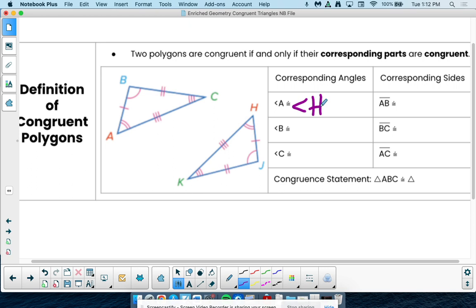Now we just keep going, right? Angle B is congruent to what angle? J. Yep. And then angle C is congruent to angle. Beautiful. So we have our 3 pairs of angles that all match up. Now we gotta check our sides. So segment AB has 1 tick mark. What has 1 tick mark over here? HJ, yep. Or JH, same thing. Doesn't matter.